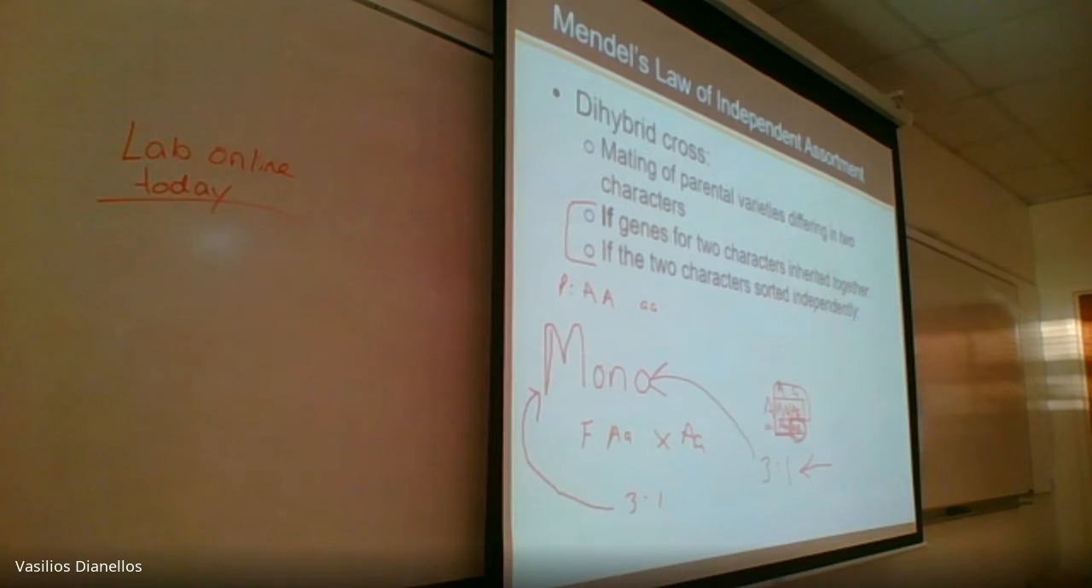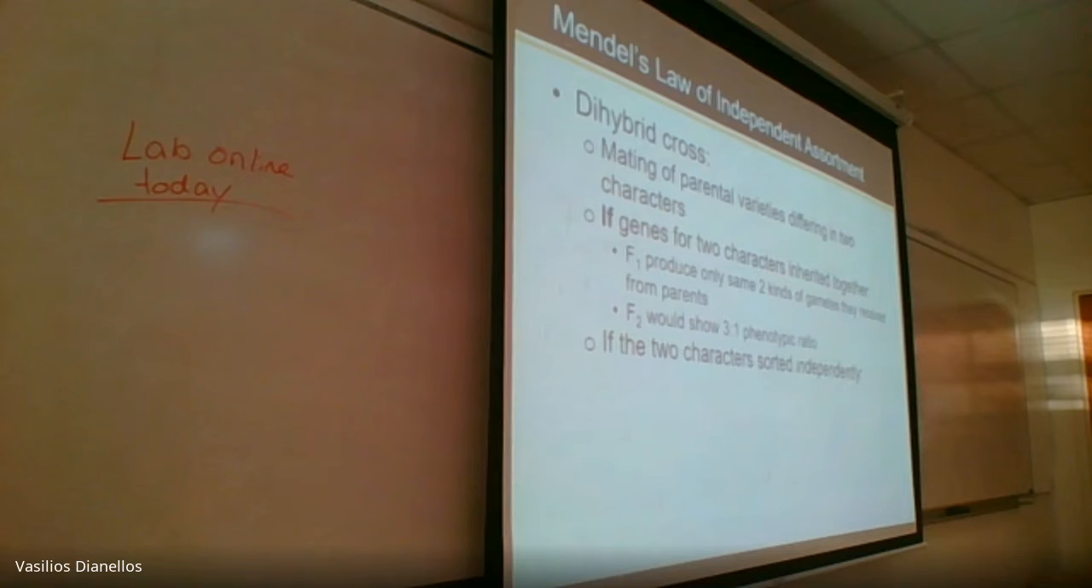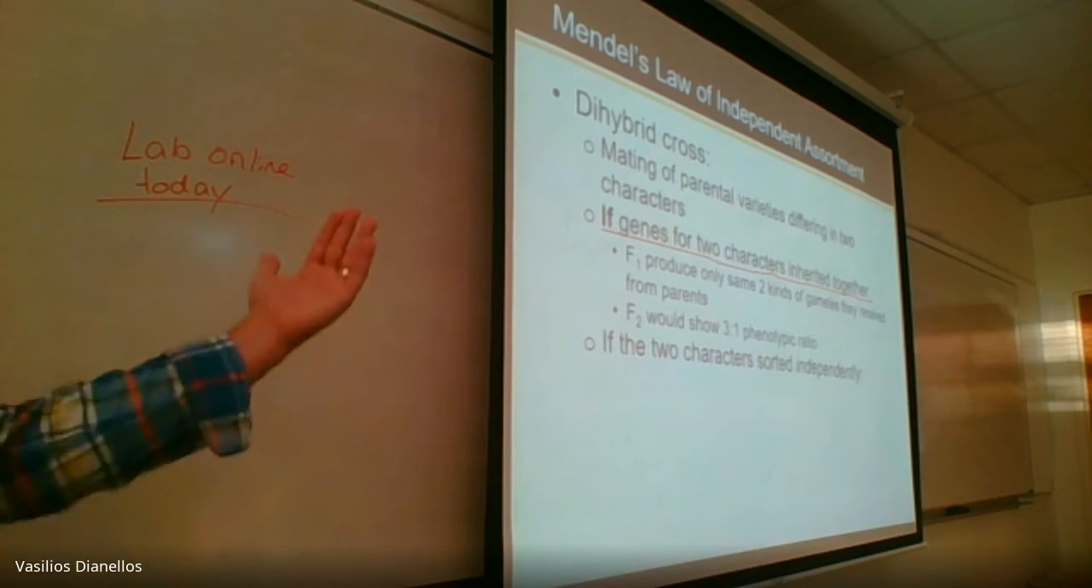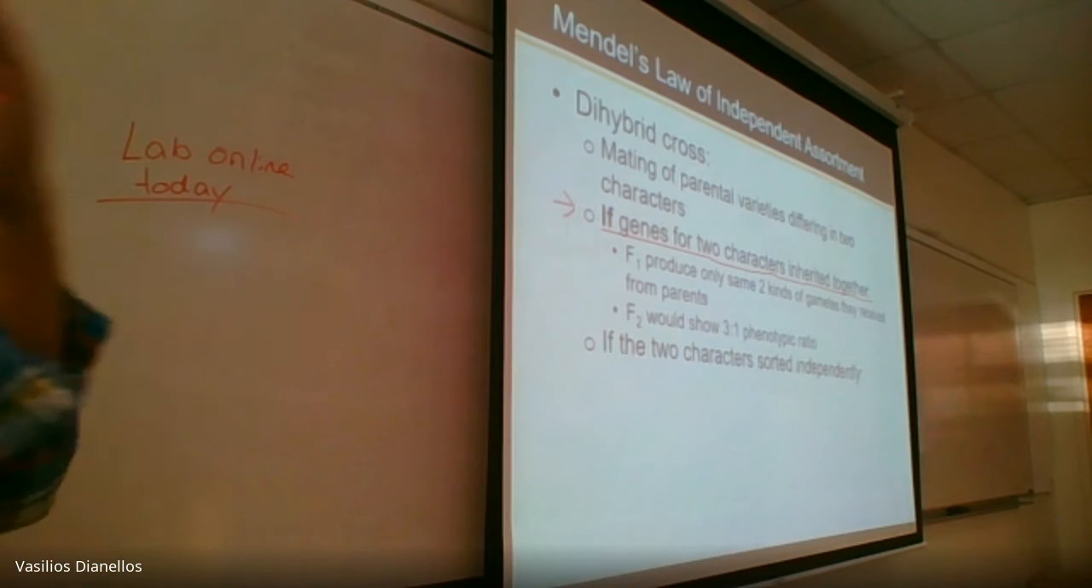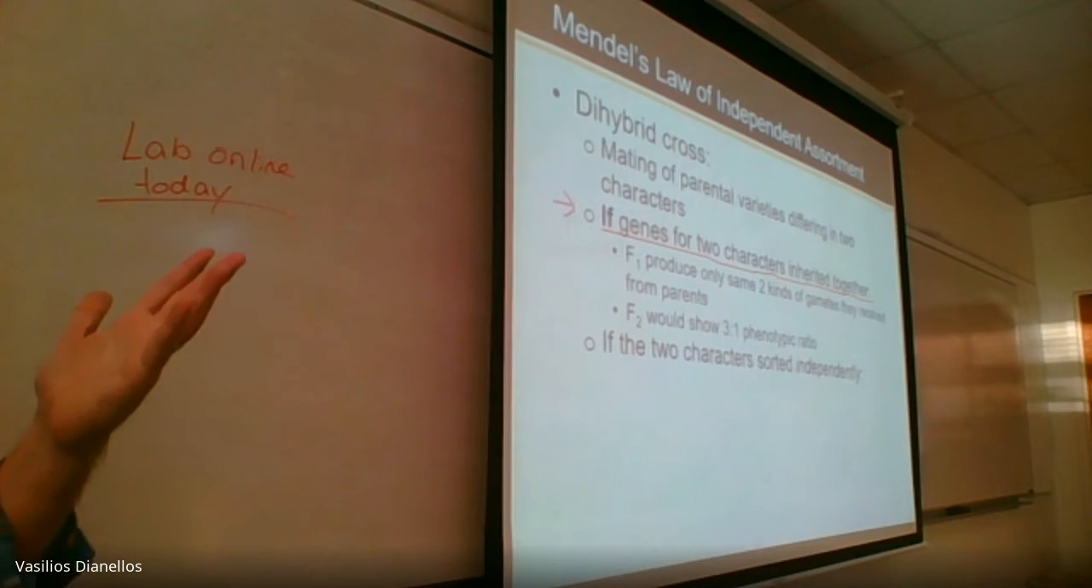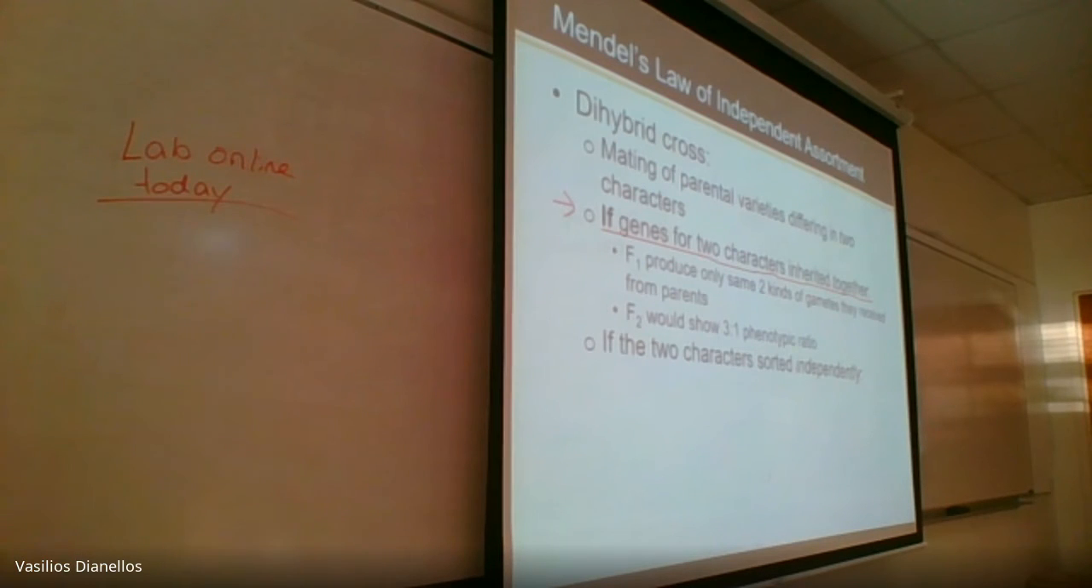And here's what would happen if that were the case. The F1 would produce only the same 2 kinds of gametes they received from the parents, and the F2 would still show the 3-to-1 phenotypic ratio. Let me simplify this: if 2 characters were inherited together, then a dihybrid cross would be the same. That's all you have to think about, so there's nothing to study here. I'm still leading up to the thing that you need to know. All this bullet point is saying is if they were inherited together, if on the chromosome those genes were close together, then nothing would change. All the ratios for a dihybrid cross would be the same as a monohybrid cross.